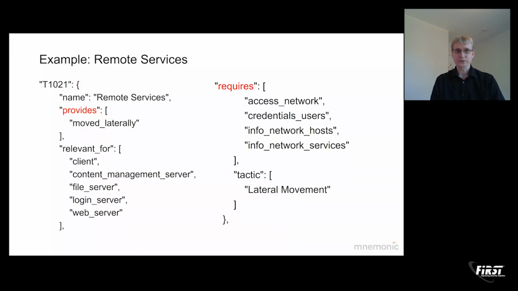Finally, there's a provide section, and it provides the promise moved laterally. Moved laterally means that the adversary is now no longer constrained to the single system where they gained initial access. They have moved and they have access to several different systems in the target infrastructure.